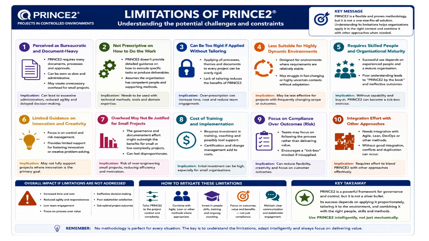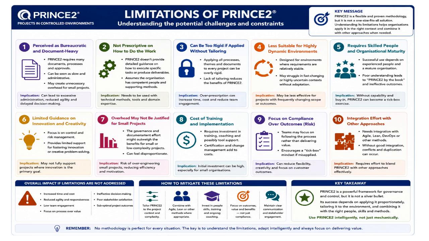The fifth limitation is that PRINCE2 requires skilled people and organizational maturity. PRINCE2 works best when leaders understand governance, teams understand their responsibilities, communication is strong, and the organization supports structured project delivery. Without proper capability, training, and leadership support, PRINCE2 can become what people call a tick box exercise, where teams follow processes mechanically without understanding their purpose.